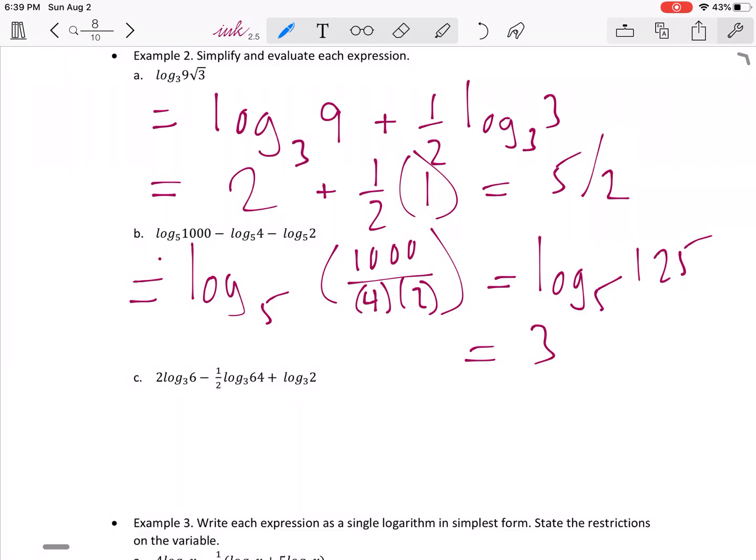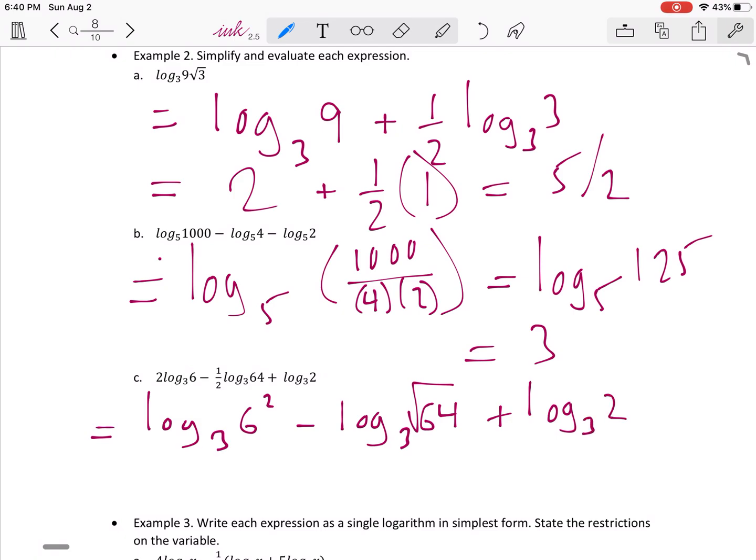And then the final one here, you've got log base 3 of 6 squared, so I'm just bringing out what's in front as an exponent, minus log base 3 of 64 to the 1/2, which is the square root, and then plus log base 3 of 2, which equals log base 3 of 36, the 6 squared, minus log base 3 of 8, the square root of 64, plus log base 3 of 2.